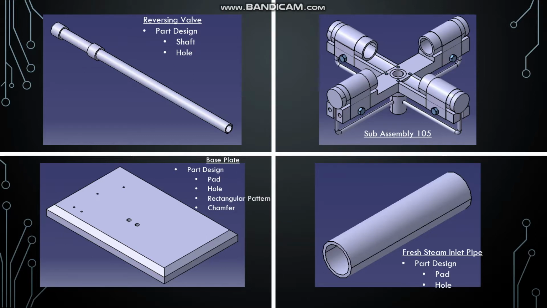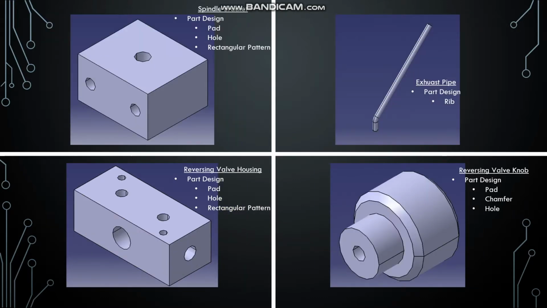Subassembly 105 is one that was covered before. Base plate was created in part design utilizing pad, hole, rectangular pattern, and chamfer tools. The fresh steam inlet pipe made in part design utilized just the pad and hole tools. Continuing on, the spindle bracket, also made in part design, utilized pad, hole, and rectangular pattern tools.